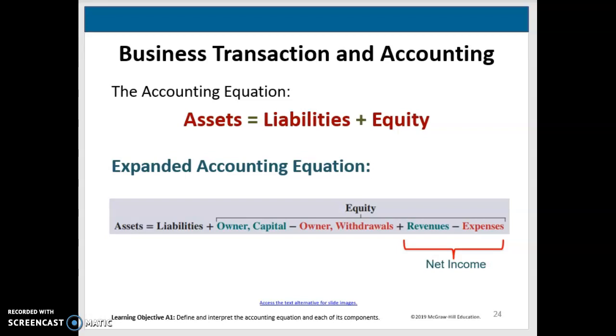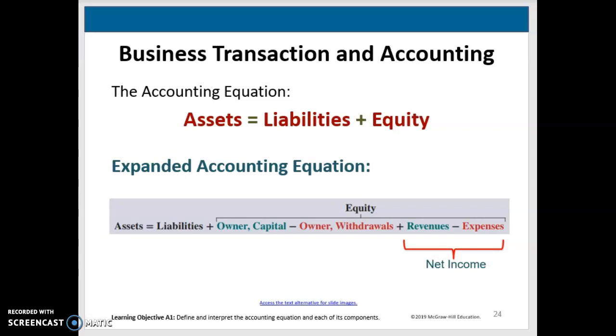If we sold the business and paid all that we owe for the liabilities, the owner would be entitled to the difference, which is the equity. The equity is increased with the 2 that you see in green, capital and revenues. It is decreased with the 2 you see in red, if the owner withdraws money or if we have to pay expenses. So equity has 4 parts: capital, withdrawals, revenue, and expenses. It increases with capital and revenue, and it decreases with withdrawals and expenses.